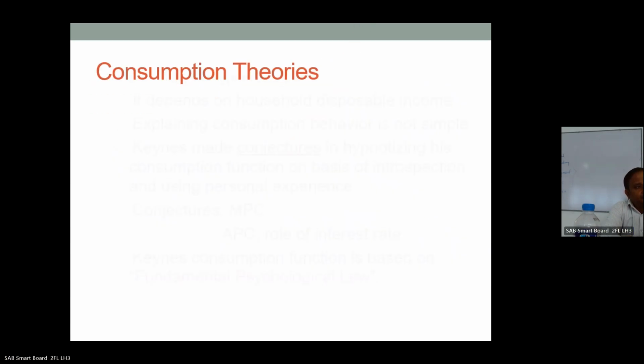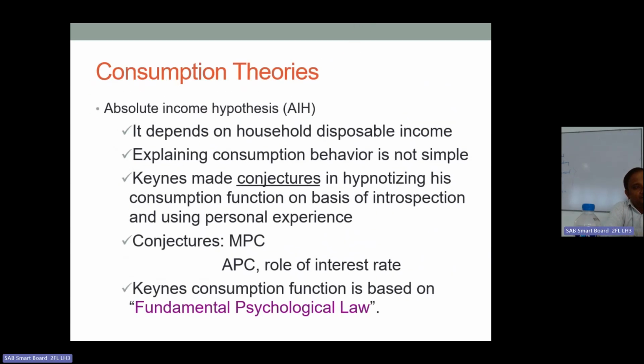Okay, the first one we just highlight. Even though there are other theories, when you talk about consumption, the Keynesian theory highlights the determinants of consumption in the absolute income hypothesis. That is the main theory developed by Keynes to explain consumption: the absolute income hypothesis, AIH.